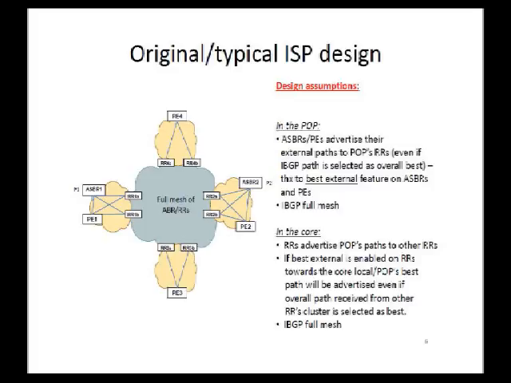And the second place you can enable best external is on the cluster boundaries between your route reflectors, between the POP and the core. And in this case, what is happening is that you are advertising the cluster domain external path. What is cluster domain? Cluster domain is the RR and its clients. So if the overall best path is on the client side, you advertise the path received from the other clusters, from other RRs, and vice versa. In both cases, in the POP and in the core, you have the full mesh.